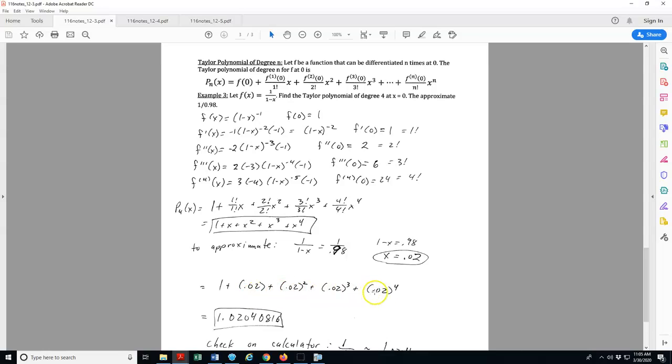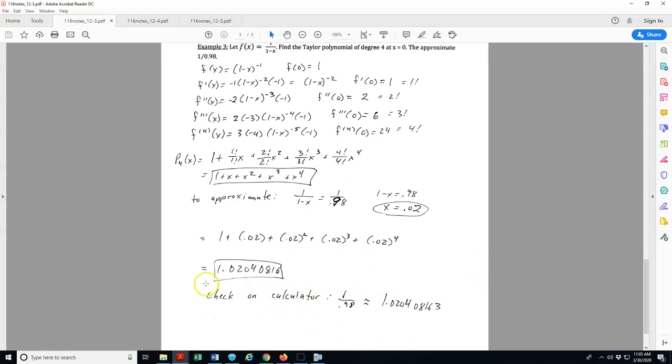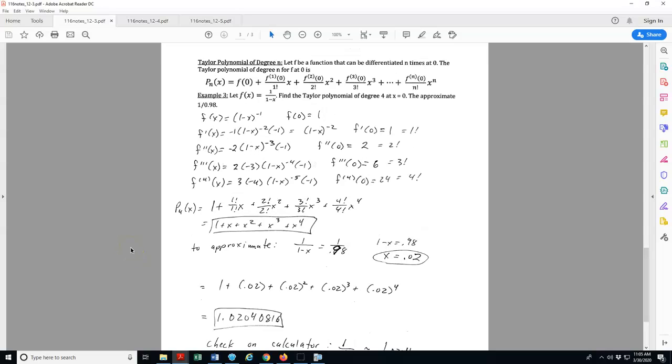But then I plugged that in for x. I chugged that through on my calculator to get that. And again, I then checked the 1 over 0.98 on my calculator, and those numbers are pretty close together. So I'm guessing my approximation is correct. Again, I use that calculator to at least make sure that my answer does make sense. So that is everything in section 12.3.